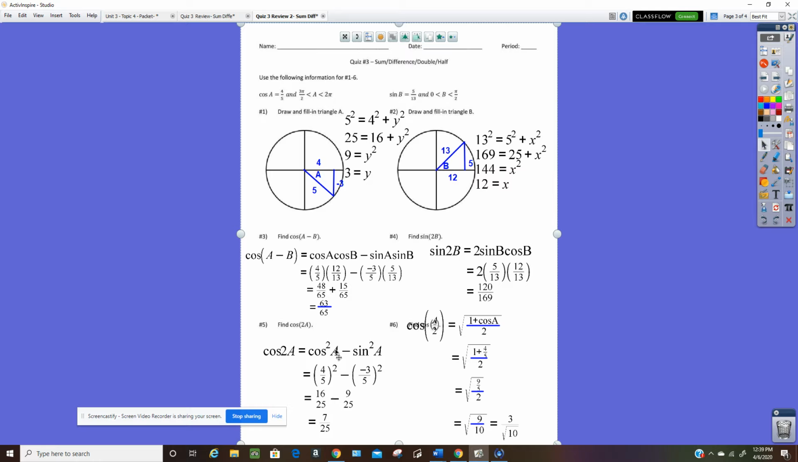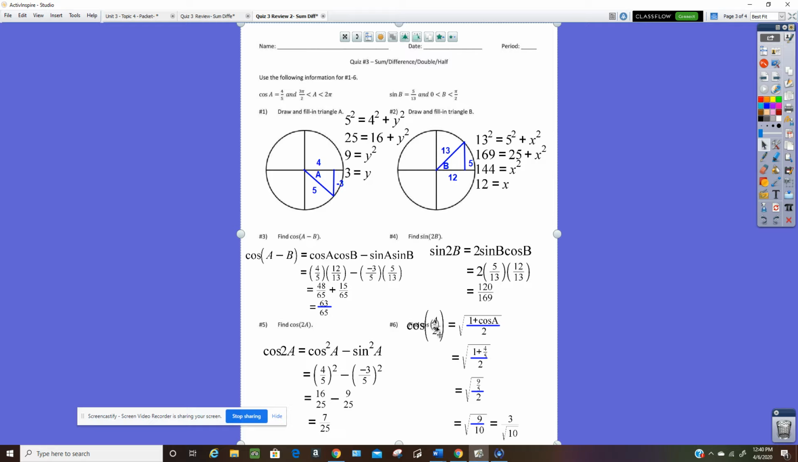Anyway, so looking at cosine of a is 4/5 and square it, and then sine of a is negative 3/5 and square it. So you get 16/25 minus 9/25, which is 7/25.